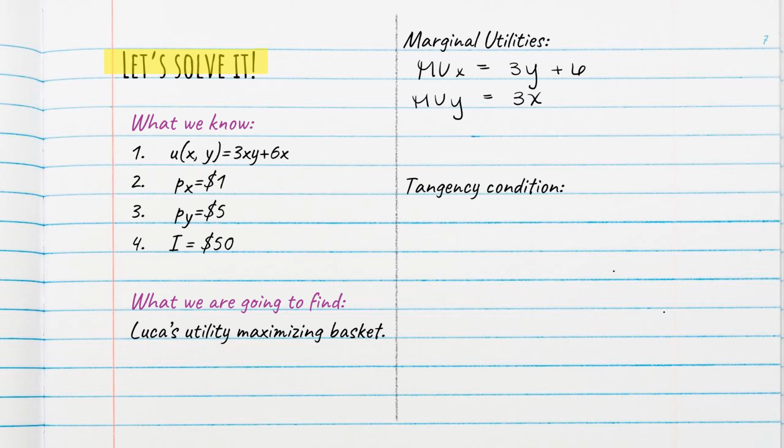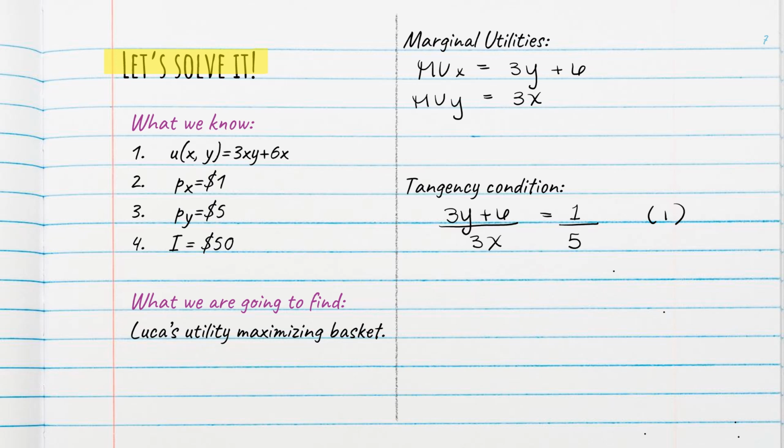So the tangency condition is the marginal utility of x, 3y plus 6, divided by the marginal utility of y, 3x, is equal to the price of x, $1, divided by the price of y, $5. I'm going to call this equation 1.